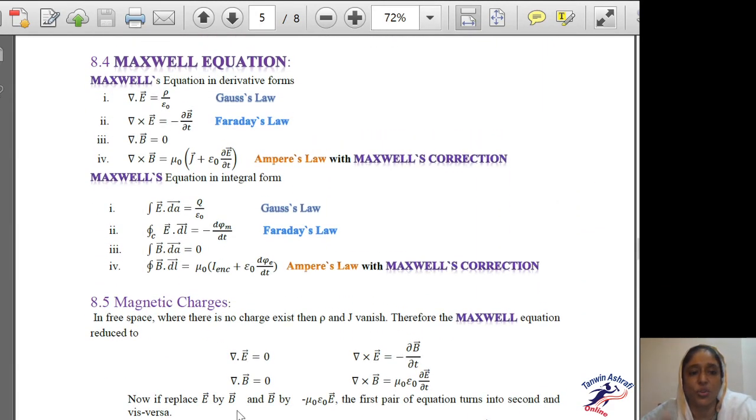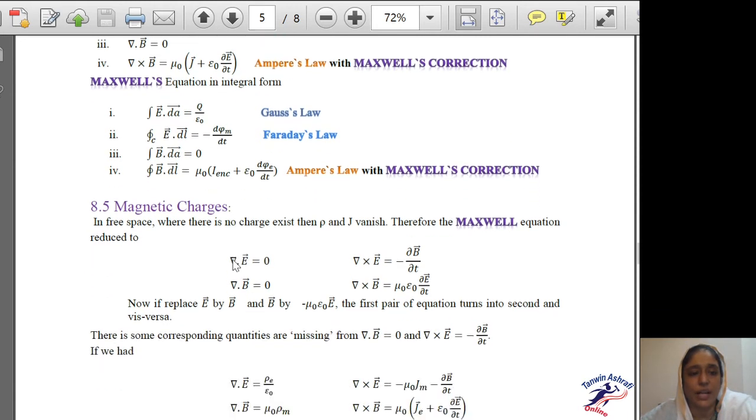Maxwell's equations, as we finally get them: del dot E is equal to rho by epsilon naught, as we know from Gauss's law. Del cross E is equal to minus partial by partial t of B, Faraday's law. Del dot B is equal to 0, and del cross B is equal to mu naught J plus epsilon naught partial E by partial t, which is Ampere's law with Maxwell's correction. The integral form is given below.